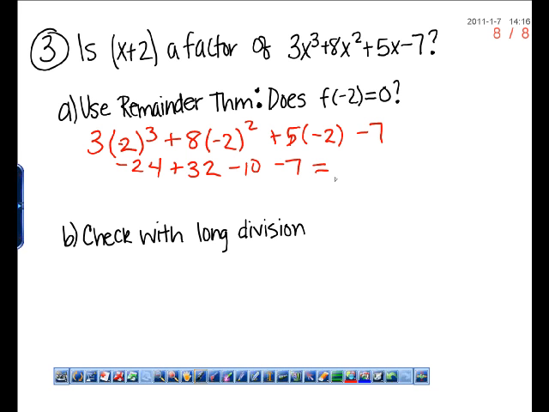What'd you get? There it is, a negative. Negative 9. Catherine's like, I'm not going to say it out loud until I know it's right. It is negative 9. Okay, so what does that mean? Negative 9 is my remainder. Is my remainder equal to 0? Nope. So, is negative 2 a root? Negative 2 is not a root, which means x plus 2, is that a factor? No.